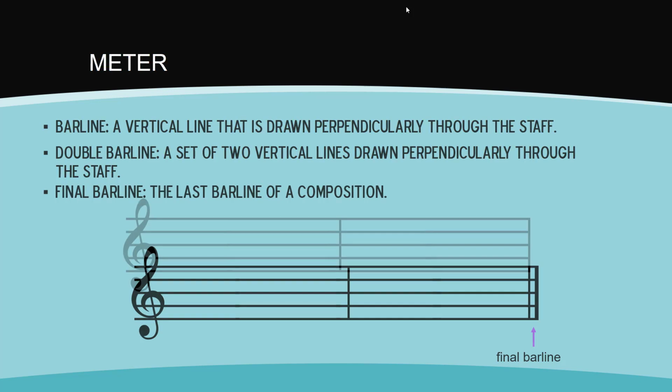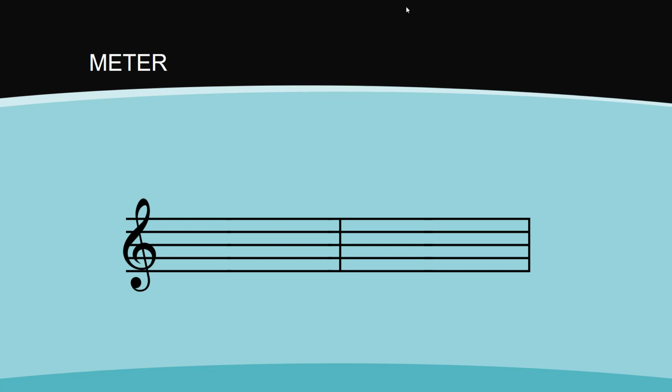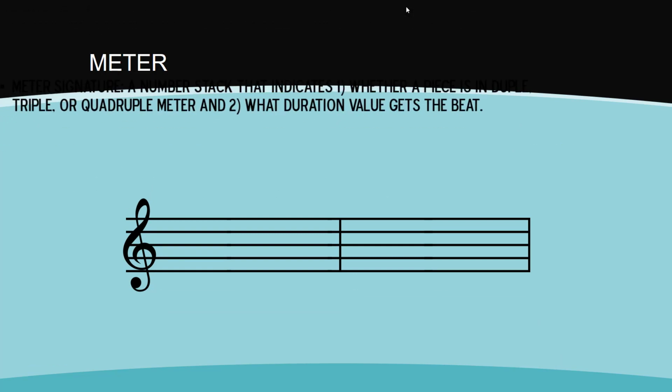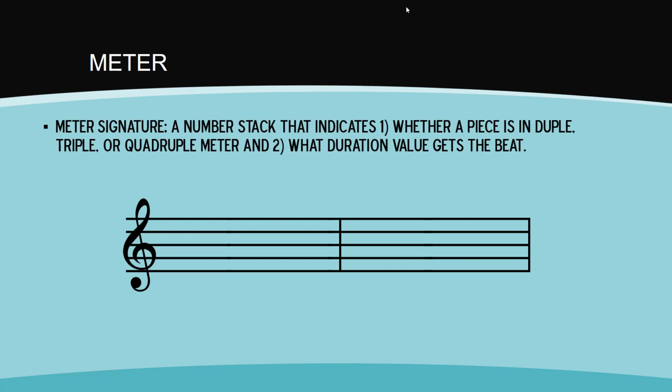We use a numerical symbol called a meter signature to indicate the type of meter that a piece of music is in. A meter signature, also called a time signature, is a number stack that indicates whether a piece is in duple, triple, or quadruple meter and what duration value gets the beat. The numbers on the top and bottom of a meter signature each give us different information.